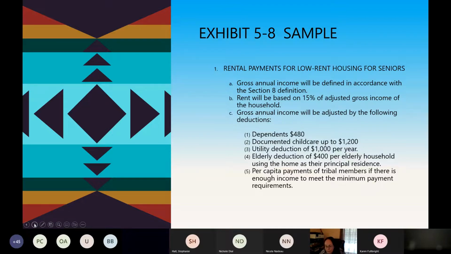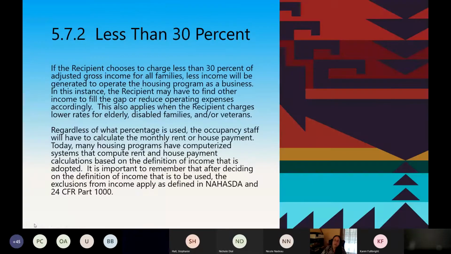Per capita payments of the tribal members if there is enough income to meet the minimum payment requirements. So in this case, it must be a per cap tribe, and they're going to waive that as long as they're paying something. And you have to make sure that this is adopted by your tribe, and it's in your IHP, and it's in your admissions and occupancy policy.